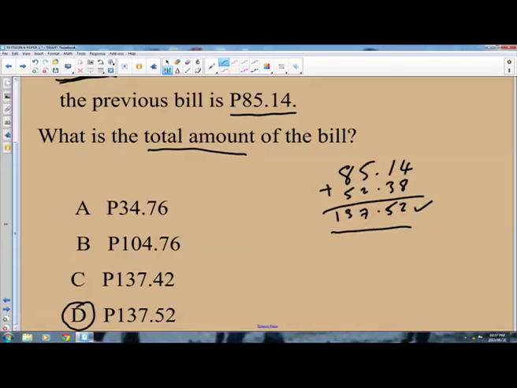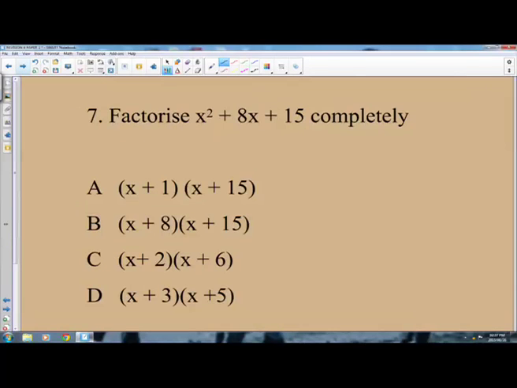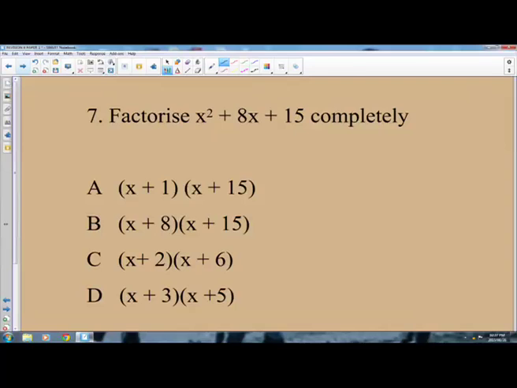And then let us have a look at another question from this paper. It says factorize x squared plus 8x plus 15 completely. So here you are asked to factorize completely. So how do you factorize this? This is a quadratic expression. So the coefficient of x squared here is 1. So we'll multiply 1 and 15. So 1 times 15, giving us 15.